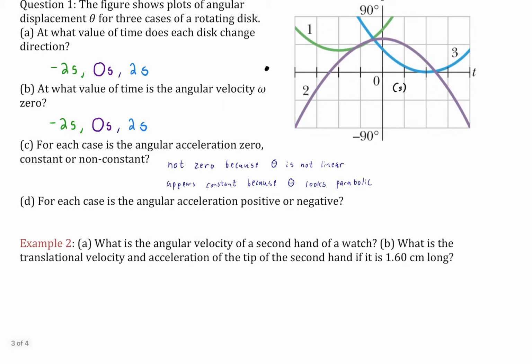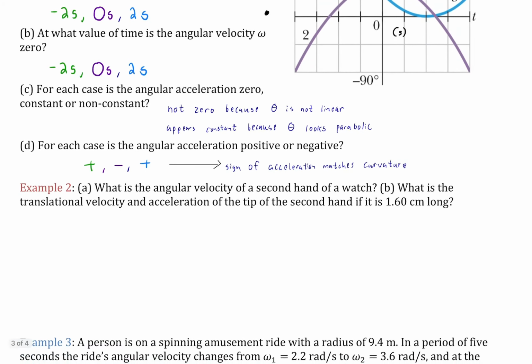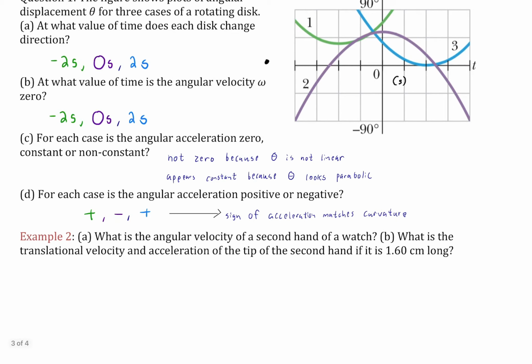And for each case, is the angular acceleration positive or negative? It's going to be positive for the green, negative for the purple, and positive for the blue. Why is that? Because the sign of the acceleration, in this case the angular acceleration, matches the curvature. We've seen that idea before, just for translational kinematics. So that's a good comparison between translation and rotation, and just a good figure to make sense of.